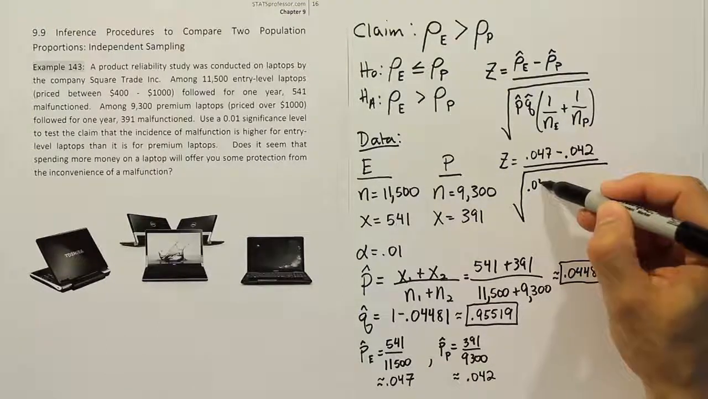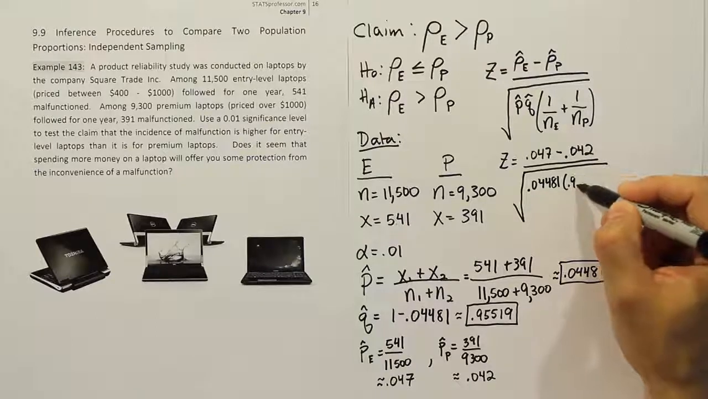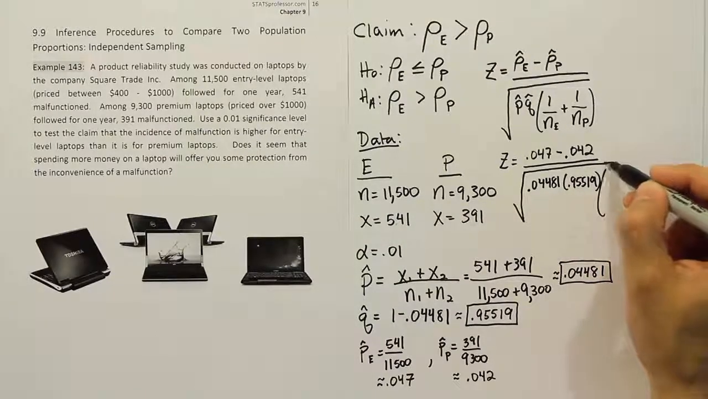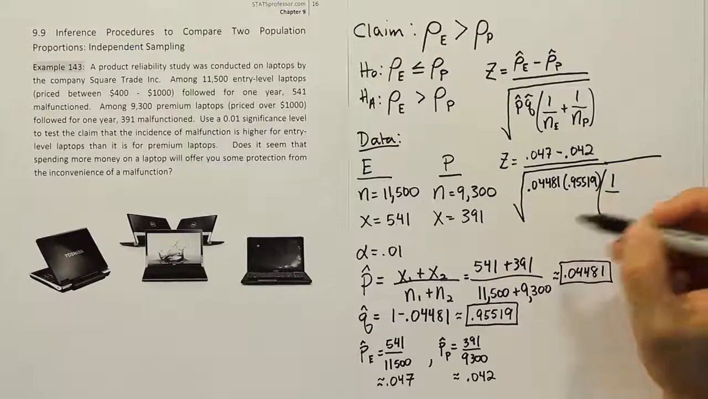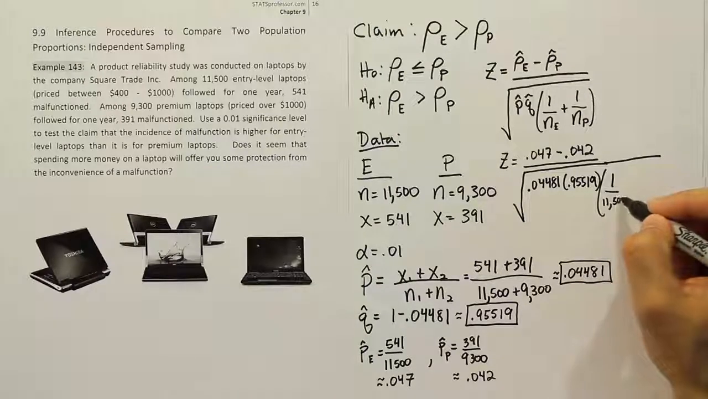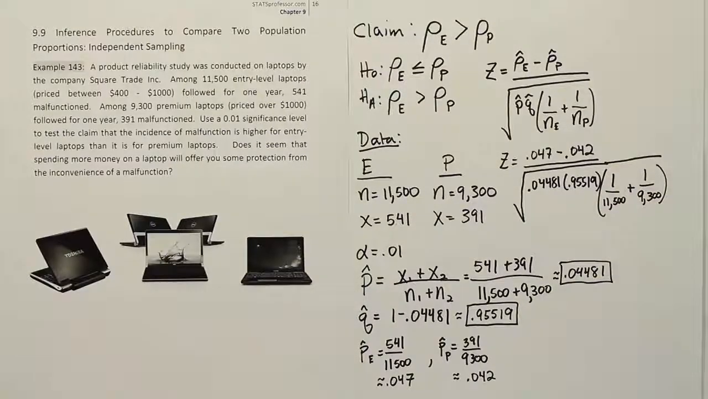So 0.04481 times 0.95519, and all of that will be times 1 over the entry level N, which is 11,500, plus the premium laptop N, which is 9,300. Close that up, and that's your test stat formula.